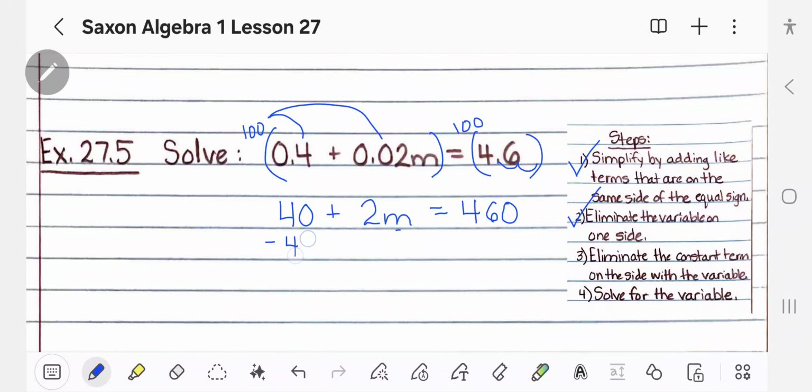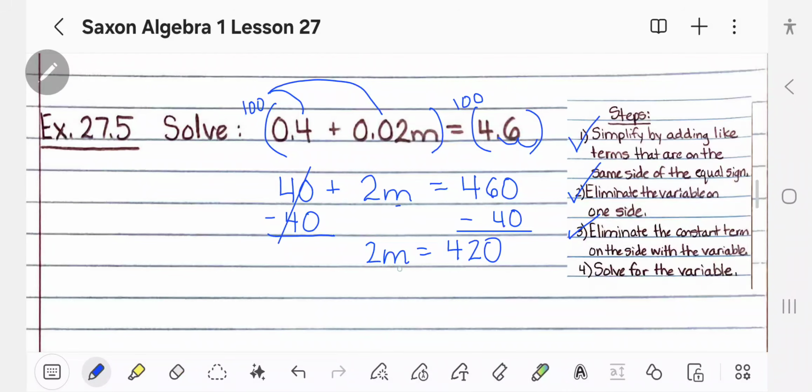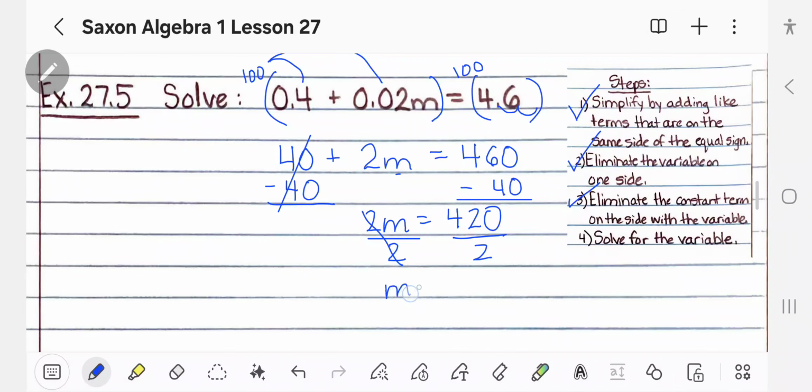So let's subtract 40, because 40 minus 40 would be 0. It's going to go away. Let's subtract 40 on the other side to keep things balanced. So 2m equals 420. We took care of that step. Let's solve for the variable. They're multiplying the m by 2, so let's divide both sides by 2. And we find out that m is equal to 210.